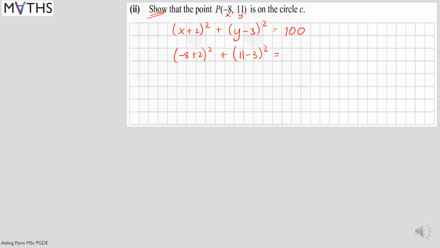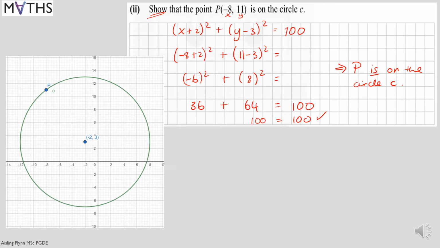We'll get minus 6 squared plus 8 squared. I'll get 36 plus 64, which is equal to 100, isn't it? So we get 100 equals 100. So there, and we'll write our conclusion: P is on the circle C.